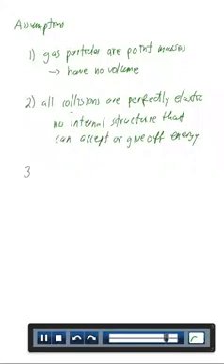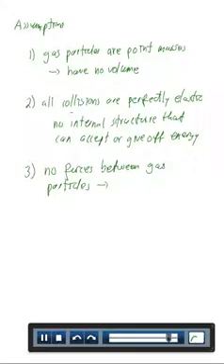So the final approximation is there are no forces between the gas particles, which means no attractions. They don't attract each other or repel each other. So this is an approximation. In reality, when gas particles start to get close to each other, they attract each other a little bit through the Coulombic forces, due to the electrons and protons in the atom. But we're neglecting that for the ideal gas law.